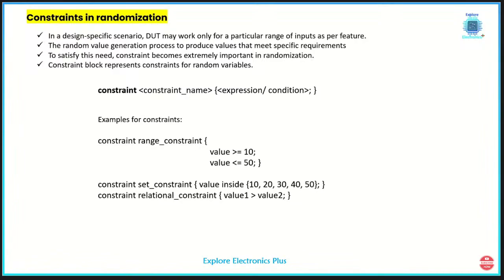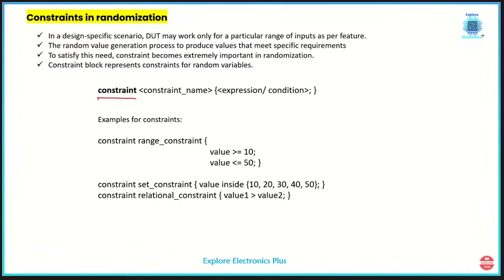It is like we will be having a reset. That reset should be 1 throughout the simulation. Or our reset should be 0 throughout the simulation. Or the value we have should be less than or equal to 10, or it should be greater than or equal to 10 or 50, like that. In such cases, we can use a constraint. We can put a constraint on randomization. How are we going to write that?